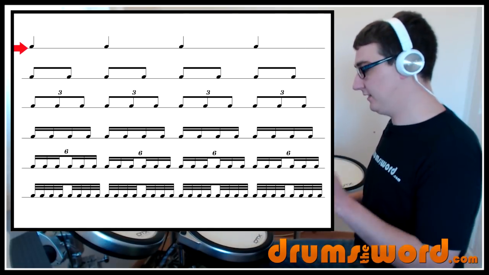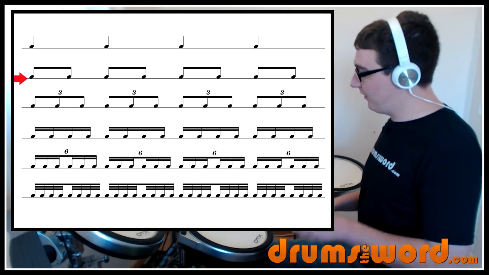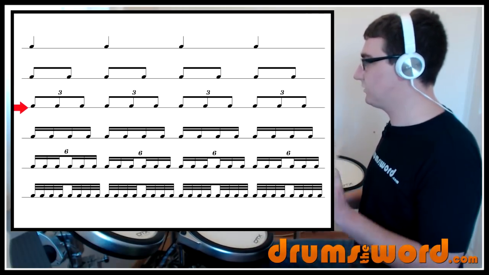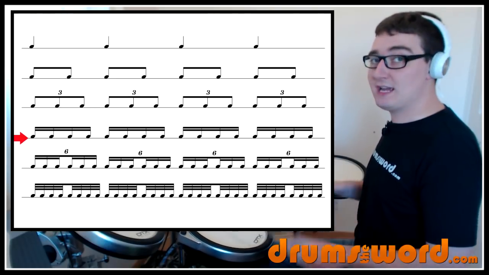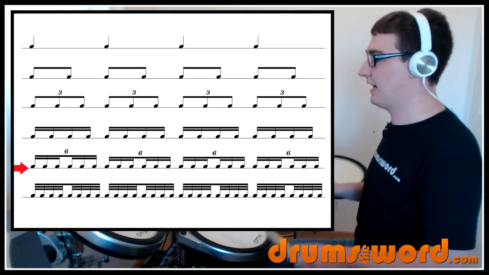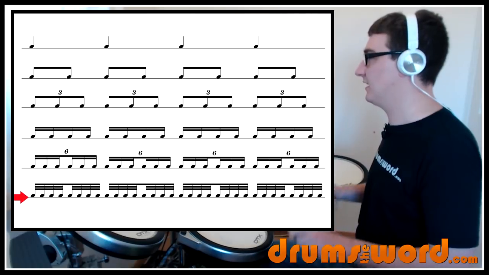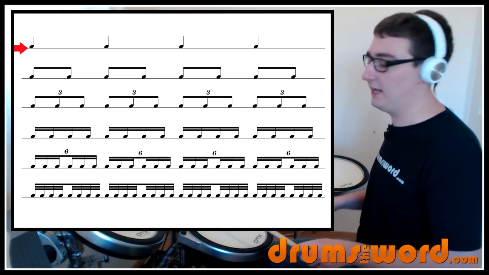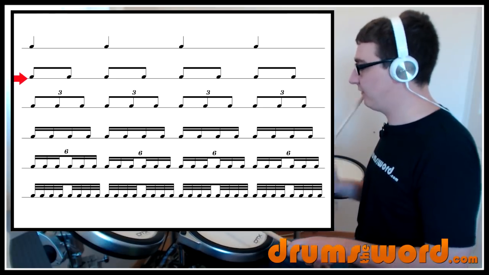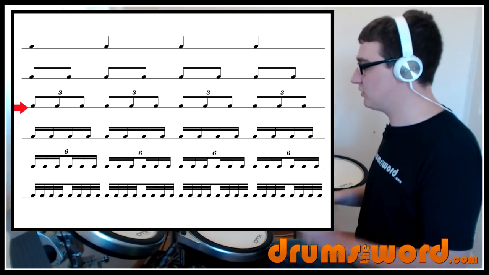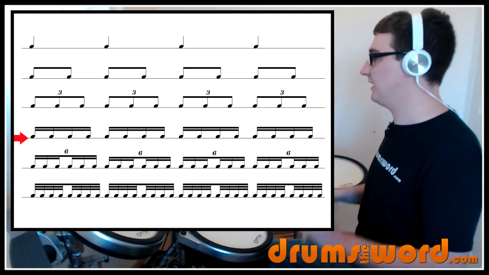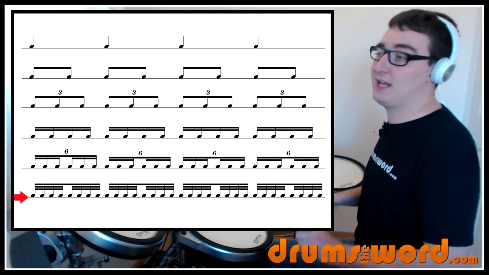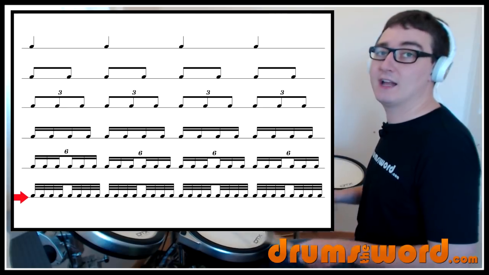1, 2, 3, and 4, and 1, and 2, and 3, and 4, and 1, and 2, and 3, and 4, and 1 triplet, 2 triplet, 3 triplet, 4 triplet, 1 E and a 2 E and a 3 E and a 4 E and a 1 ta-ta, and ta-ta, 2 ta-ta, and ta-ta, 3 ta-ta, and ta-ta, 4 ta-ta, and ta-ta, 1 E and a 2 E and a 3 E and a 4 E and a 1 and 2 and 3 and 4 and 1 and 2 and 3 and 4 and 1 triplet, 2 triplet, 3 triplet, 4 triplet, 1 E and a 2 E and a 3 E and a 4 E and a 1 ta-ta and ta-ta, 2 ta-ta and ta-ta, 3 ta-ta and ta-ta, 4 ta-ta and ta-ta, 1 E and a 2 E and a 3 E and a 4 E and a 1.